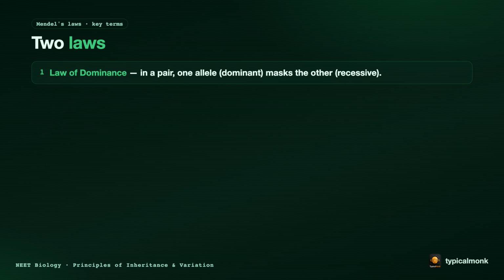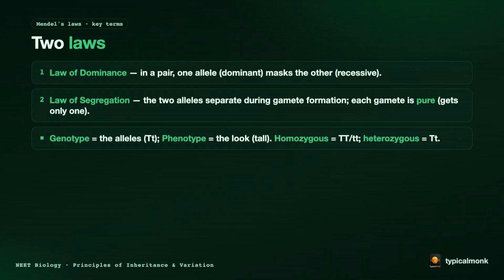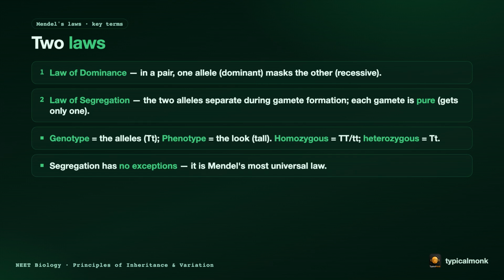Now Mendel's 2 laws, and a few key terms. The law of dominance, in a pair, one allele, the dominant one masks the other, the recessive one. The law of segregation, the 2 alleles separate during gamete formation. Each gamete is pure, that is, it gets only one allele. Genotype means the alleles, like Tt. Phenotype means the look, like tall. Homozygous means TT or tt. Heterozygous means Tt. The law of segregation has no exception. It is Mendel's most universal law.